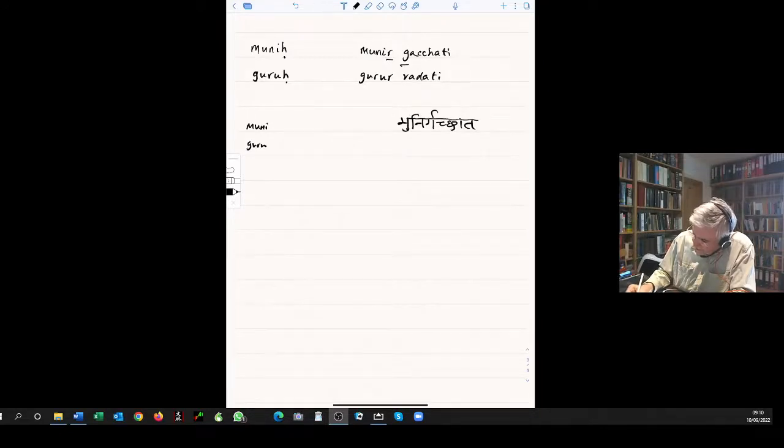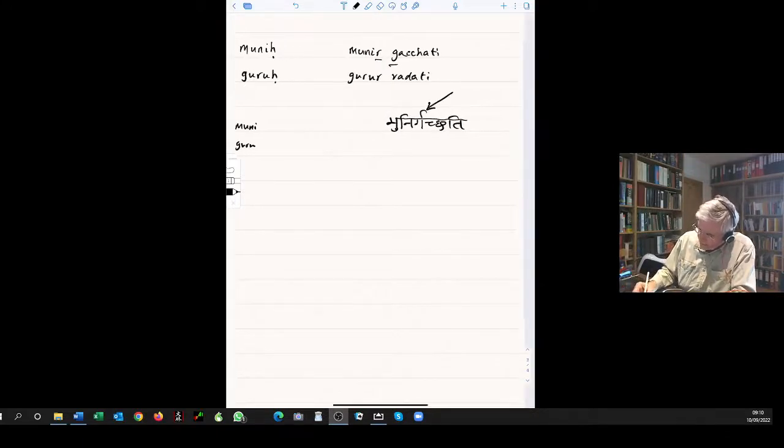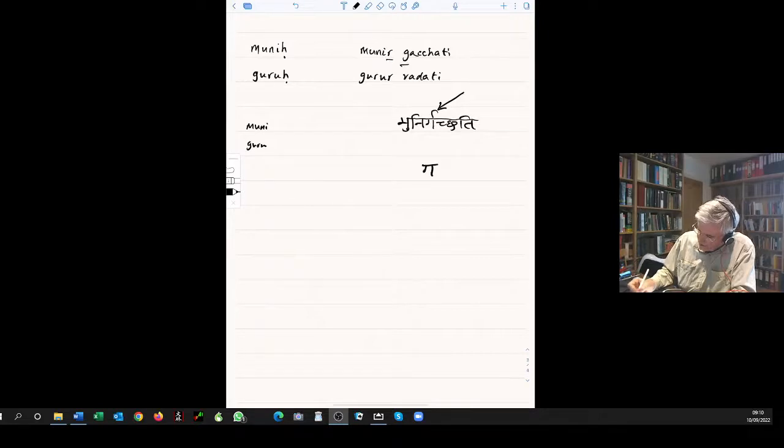So munir gachati. See this hook there? This is a g on its own, and that hook is r. So this is rga. So munir gachati, and this can cause you, if you are not alert to it, a bit of a problem to start with if you're reading in Devanagari. But you will get used to it, and of course, the more you learn these rules, the more you'll know and expect what's coming.